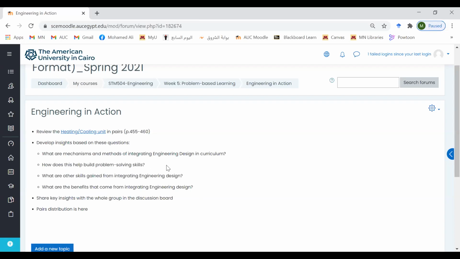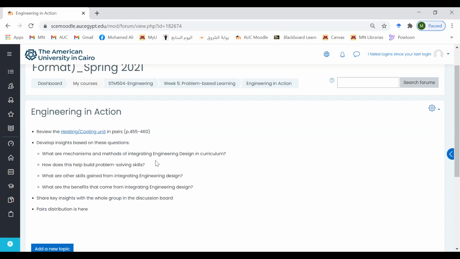What are the mechanisms and methods of integrating engineering into a curriculum? How is the engineering design process integrated? How does this help build problem-solving skills from your point of view? What other skills are gained from integrating engineering design? What are the benefits of integrating engineering design? So you read the unit and see how the developers pushed the students to use the engineering design process, and whether that is a good way to do it. If not, how can it be done better? And how is this helping the students learn better?